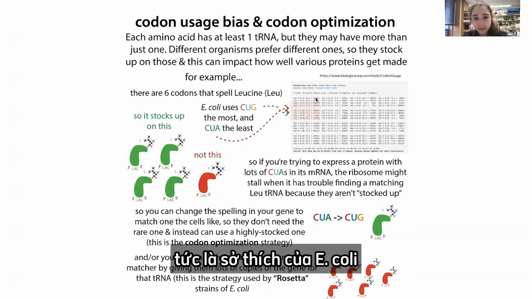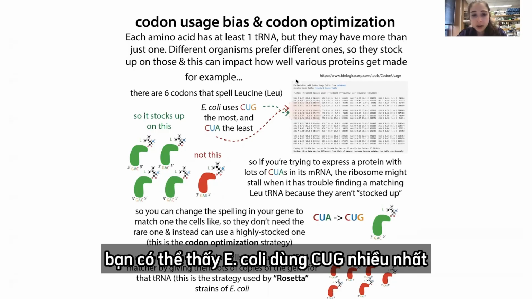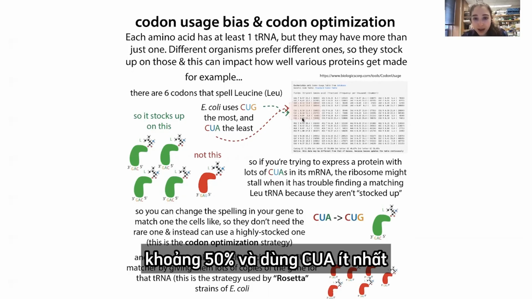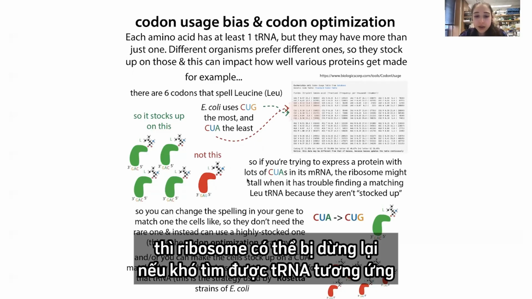E. coli preferences. It's showing you the amino acid, the codon, the amino acid's one-letter code, and the fraction of every time it's used. So you can see that E. coli is going to use CUG the most, a fraction of about 0.5, and CUA the least, at 0.04.